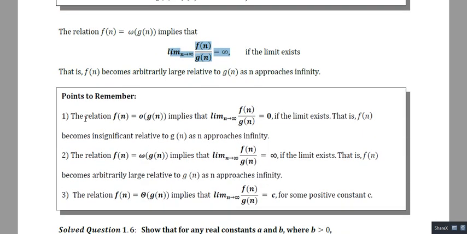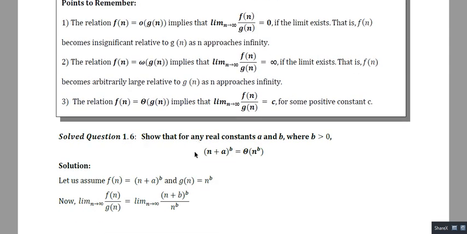Let me summarize. f(n) equals little o of g(n) means the limit of f(n) by g(n) as n tends to infinity is 0. f(n) equals little omega of g(n) means the limit is infinity. And f(n) equals theta of g(n) means the limit of f(n) by g(n) as n tends to infinity equals some positive constant c.